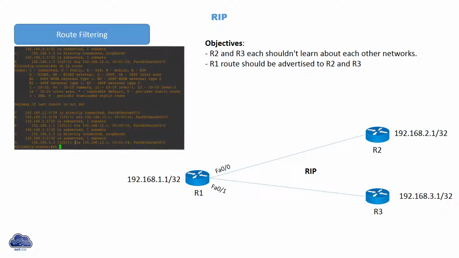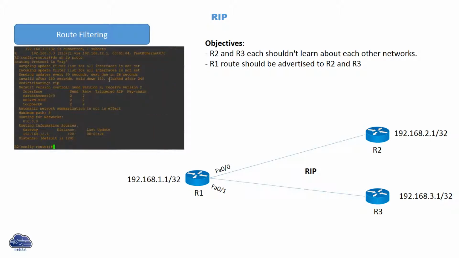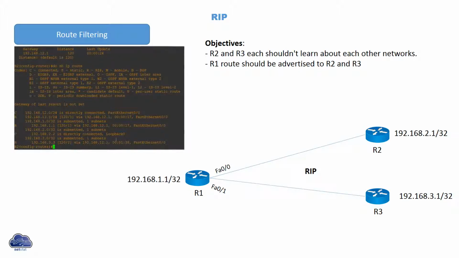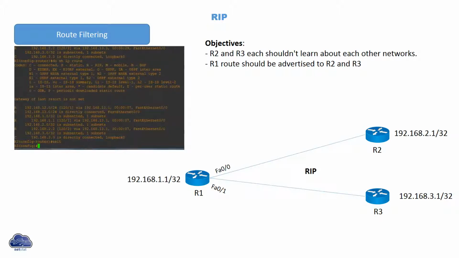Let's check the flush timer on that route. Show ip route. So it will keep the route here for the unflushed after. It will be flushed after 240, and it will stop sending any traffic to that route after 180 seconds. So let's keep monitoring that. As you see here, it didn't receive any updates, unlike the other routes. Let's have a look at R3, if we see the same situation there.